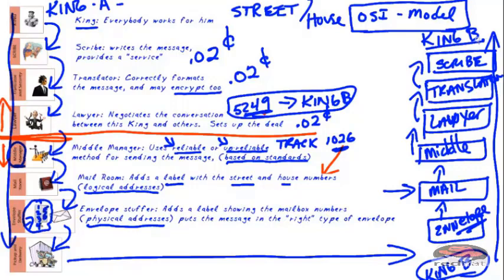And if we take a look at the king, if we count starting from the bottom, at the very bottom, we've got the physical, the truck driver. The envelope stuffer would be 2. The mailroom would be 3. The manager would be 4. The lawyer setting up the deal would be 5. The translator and security guy would be 6. And the scribe would be 7. And the king is the king.